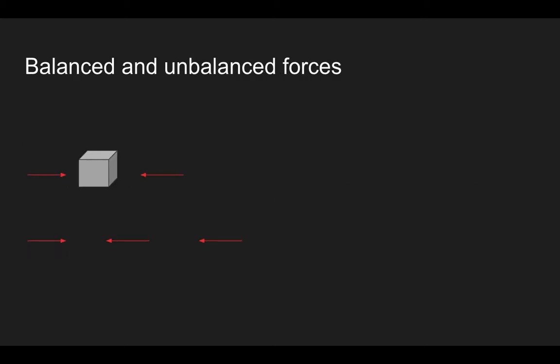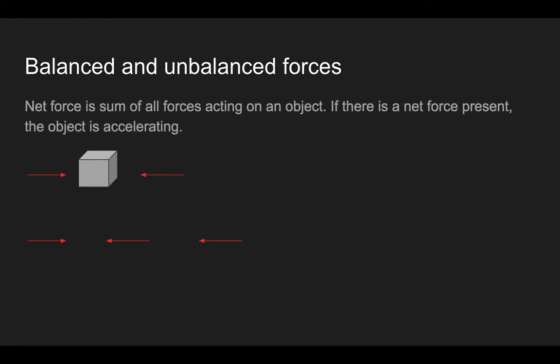So next is balanced and unbalanced forces. So there is a block, but first, net force is the sum of all forces acting on an object. If there is a net force present, the object is accelerating. That means an increase in speed. So we have a block and we have 2 sides where there is force being put on the block. On the left-hand side, we have 5 newtons of force, but on the right-hand side, we have 10 newtons of force. So we know that 5 newtons plus a negative 10 newtons is equal to a negative 5 newtons.